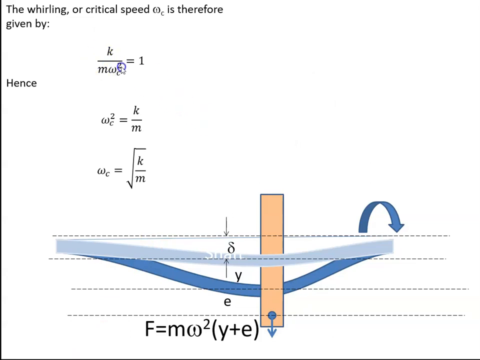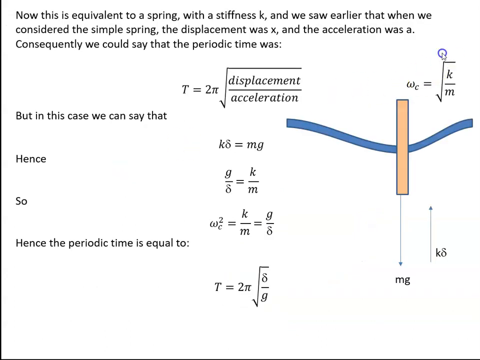Okay, so there it is. We've called it the critical speed, and just rearranging that equation, we have the critical speed squared is equal to k over m, or omega c is equal to root k over m. So I'm just going to park that equation for a minute and put it over here.